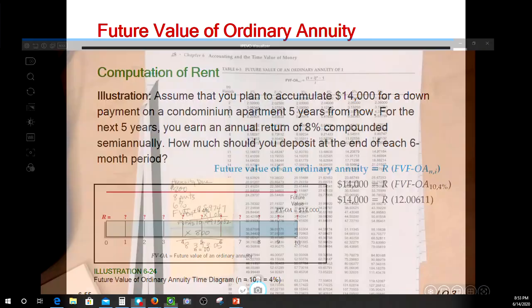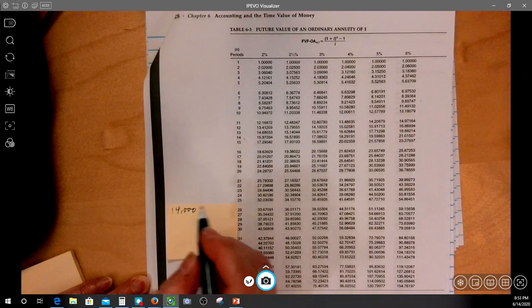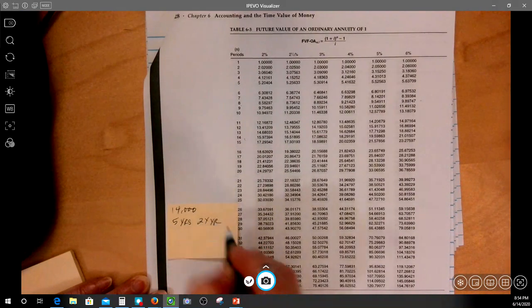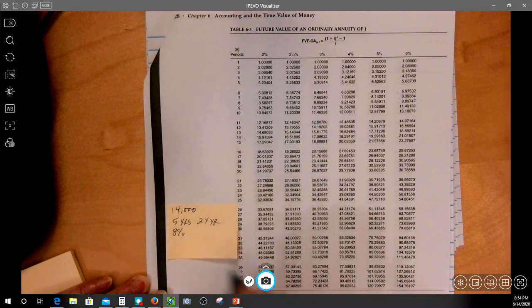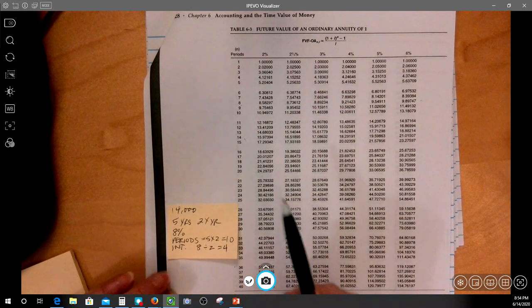So let's take a look at our table here. It doesn't really matter what we're putting down right now, but I'll write that down: 14,000. So we've got 5 years, 2 times a year, at 8%. So we're going to take our periods, 5 times 2, 10. Interest is 8 divided by 2, 4. Okay, so we've got that information.